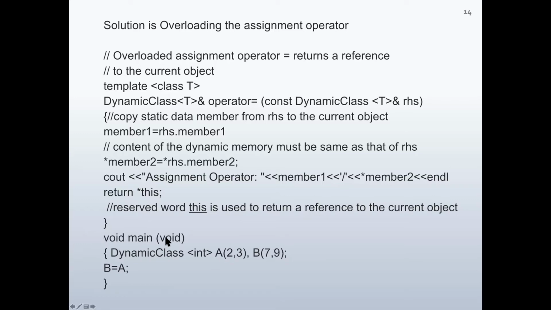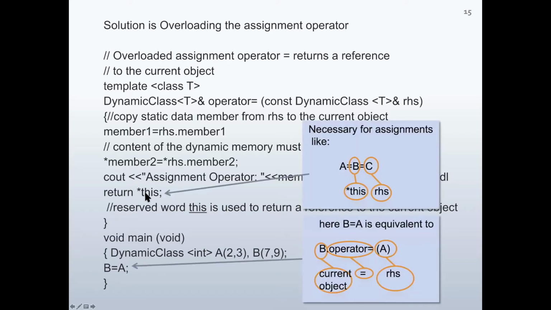In the main part, let's have a declaration of dynamic class integer object A with parameters 2 and 3, and also B from dynamic class int having parameters 7 and 9. And here we have again the assignment B assigned value A. But this time, because the assignment operator is overloaded, this function will be called. This return value is necessary for assignments like that.